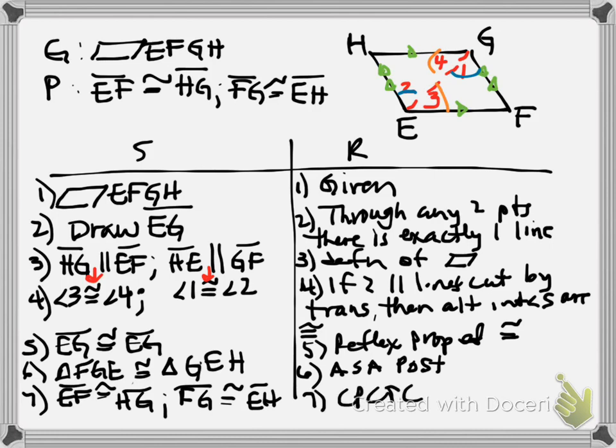CPCTC, which is corresponding parts of congruent triangles are congruent, not congruent parts of congruent triangles are congruent. That would be redundant. All right. Not pointing any fingers, but there were a lot of people who did that.